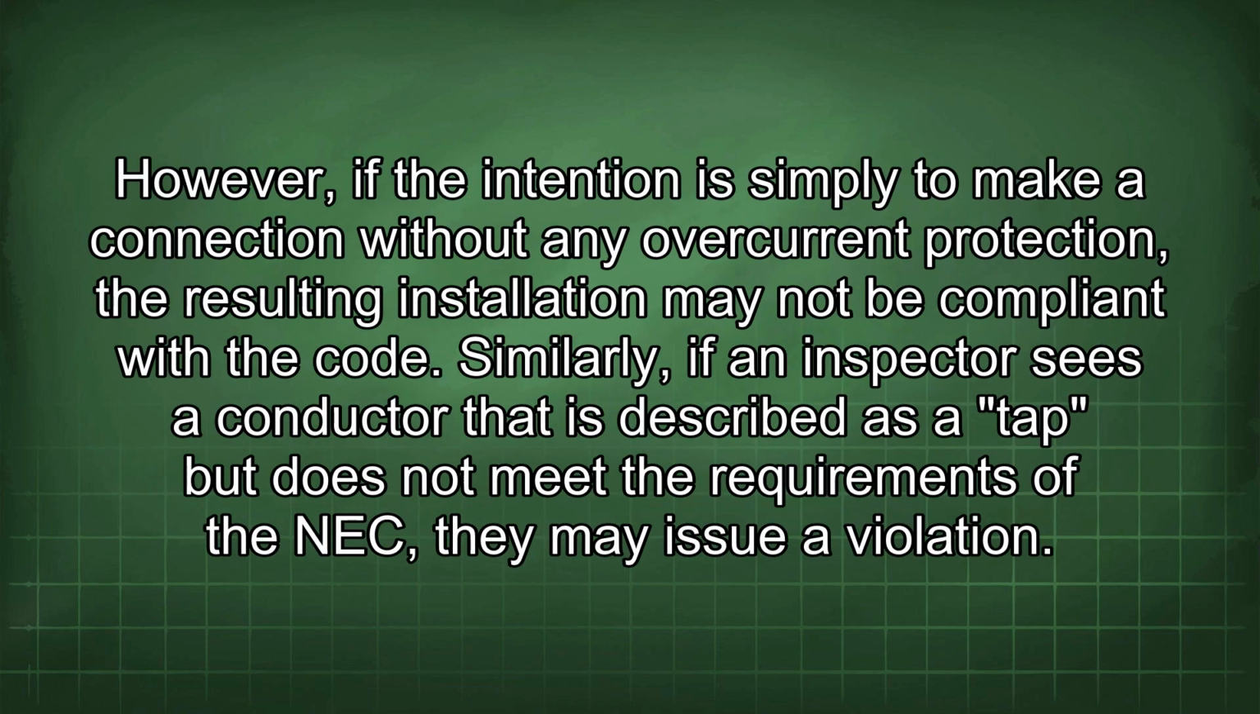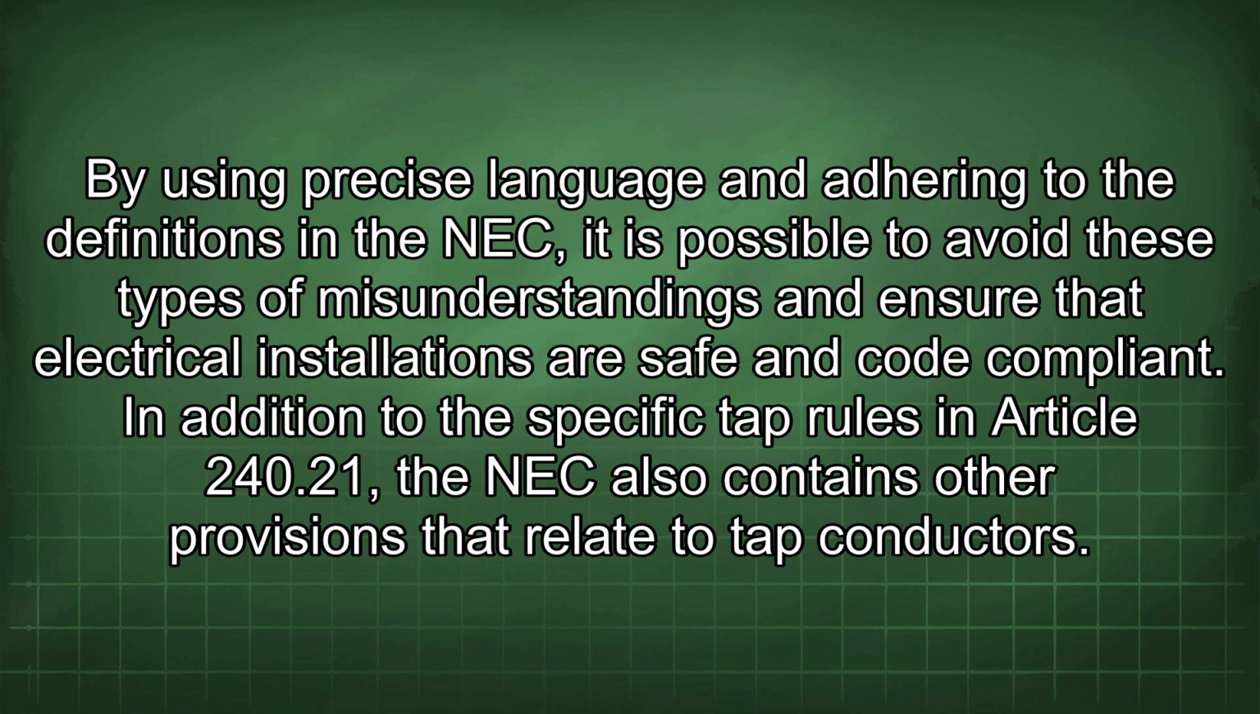However, if the intention is simply to make a connection without any overcurrent protection, the resulting installation may not be compliant with the code. Similarly, if an inspector sees a conductor that is described as a tap but does not meet the requirements of the NEC, they may issue a violation. By using precise language and adhering to the definitions in the NEC, it is possible to avoid these types of misunderstandings and ensure that electrical installations are safe and code compliant.